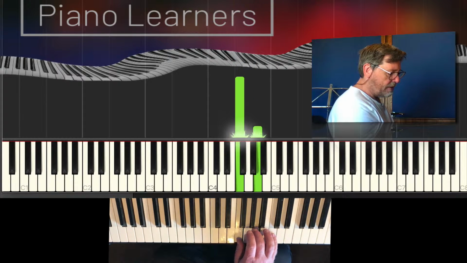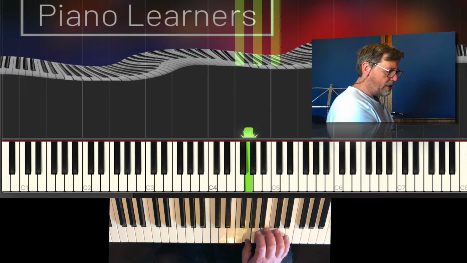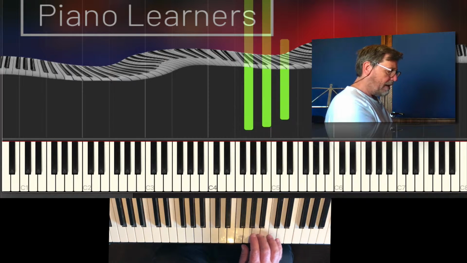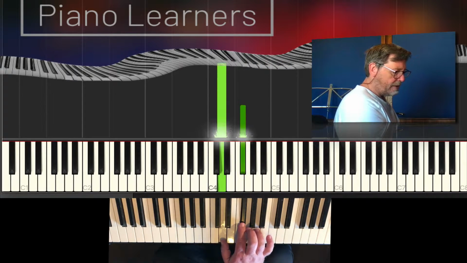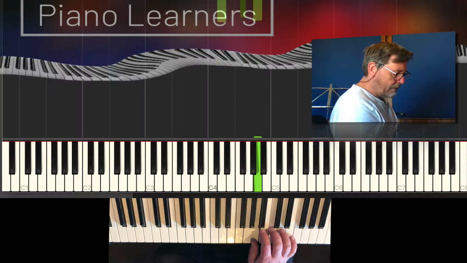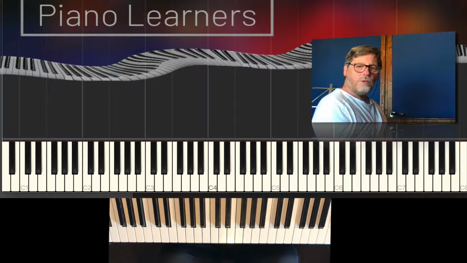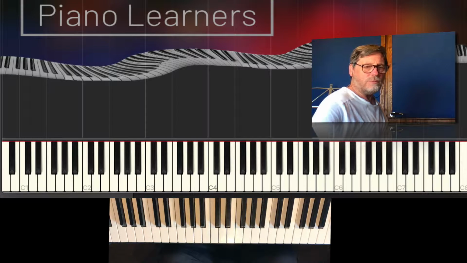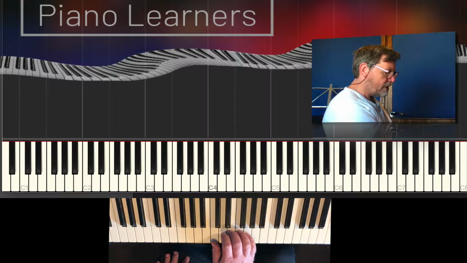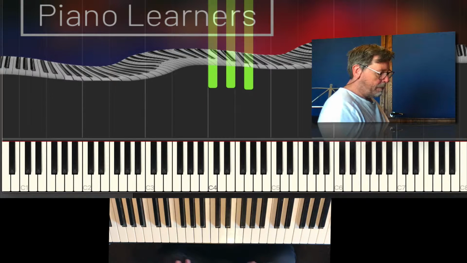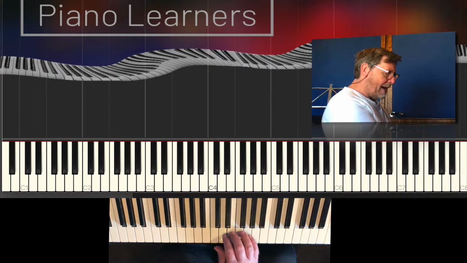F is a 1st, a 3rd and a 5th. G is a 1st, a 3rd and a 5th. D is a 1st, a 3rd and a 5th. A minor, 1st, a 3rd and a 5th. So the normal way of playing a chord is in its root position, which means playing it just as we've been learning. You can also play them out of order.